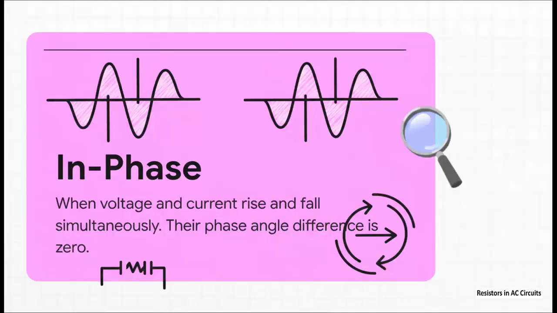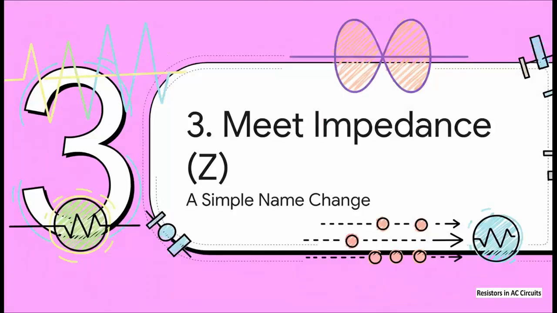And in electronics, we have a special name for this perfect partnership. We say that they are in phase. It just means that the difference in their timing, their phase angle, is zero. They are perfectly, and I mean perfectly, aligned. All right, let's move on.